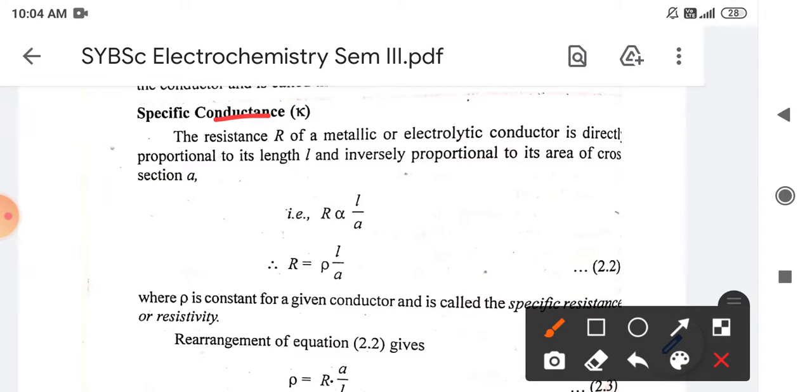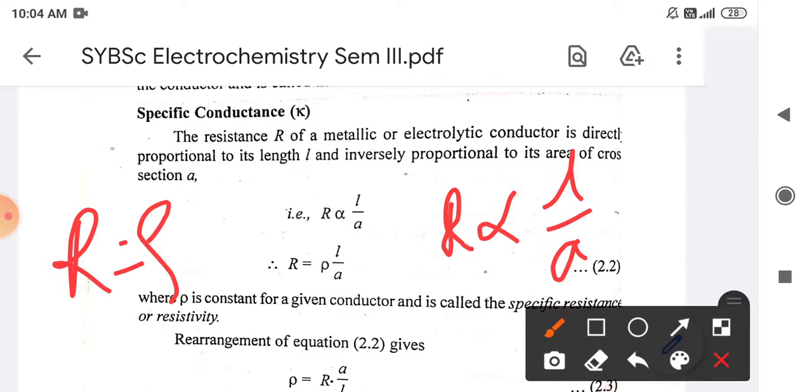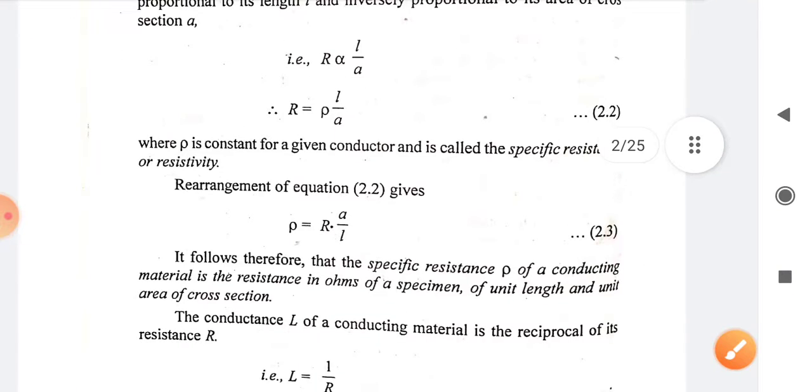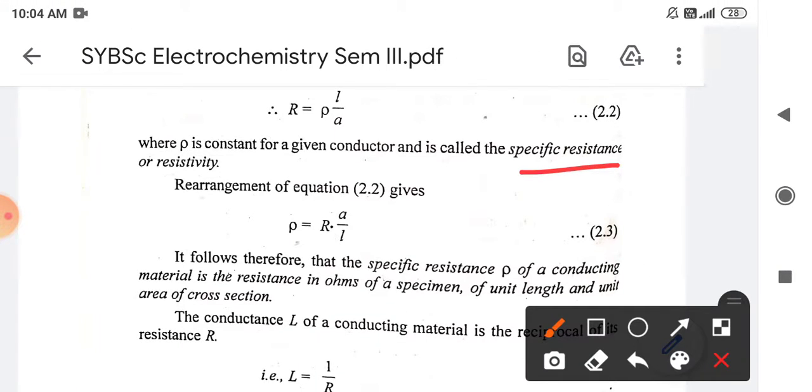Consider a specific conductor. Now the resistance R for a metallic or electrolytic conductor is directly proportional to what? Its length, and inversely proportional to its area of cross section. This is the simple formula for the resistance of a conductor, or we can say that resistance is equal to some resistivity rho into L by A, where rho is the constant which is called the specific resistance, or simply the resistivity, for the given material.